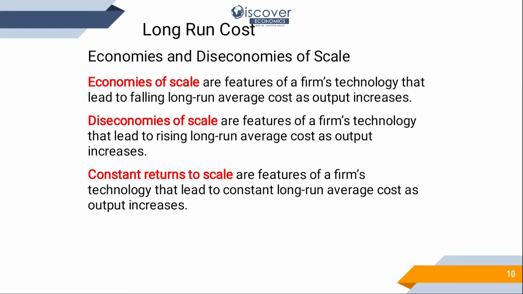So economies of scale are features of a firm's technology that lead to falling long run average cost as output increases. Then diseconomies of scale are the features of a firm's technology that lead to rising long run average cost as output increases. And constant returns to scale are features of a firm's technology that lead to a constant long run average cost as output increases.